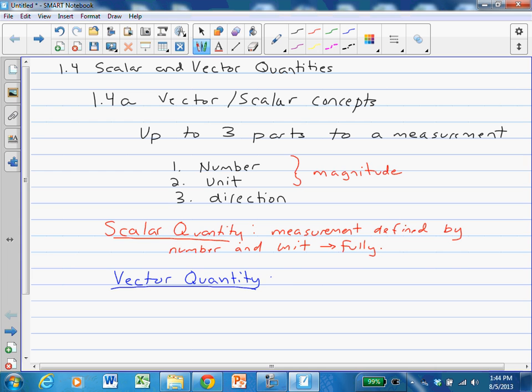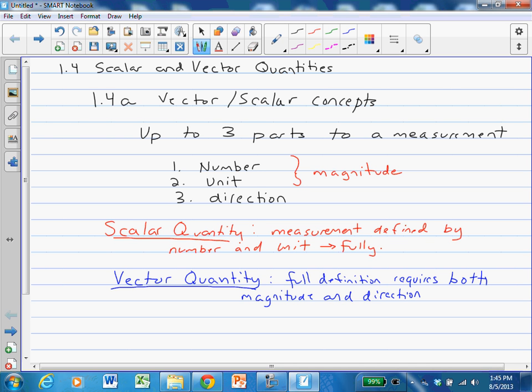as full definition requires both magnitude and direction. So in that case, we might have like the number 5, the unit kilometer. 5 kilometers makes up the magnitude portion, but we might also say east to define direction, or an angle 20 degrees.